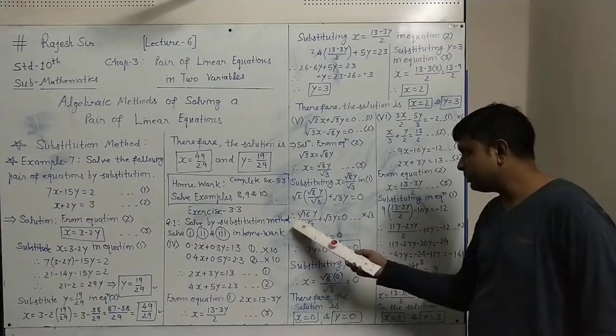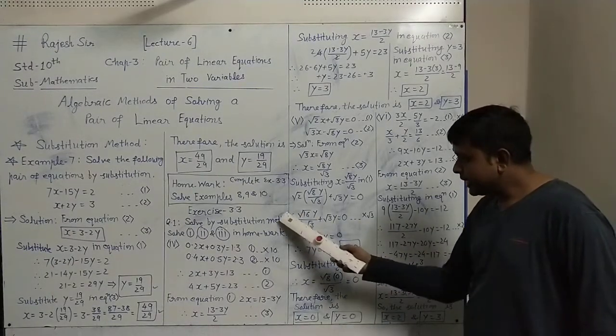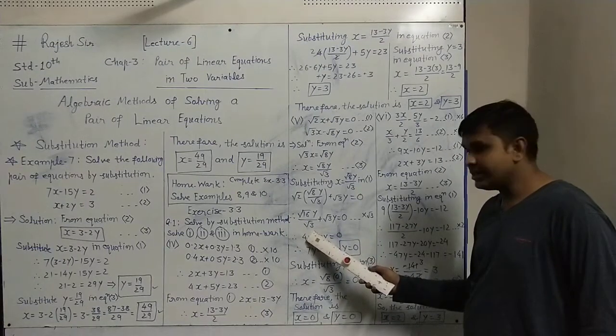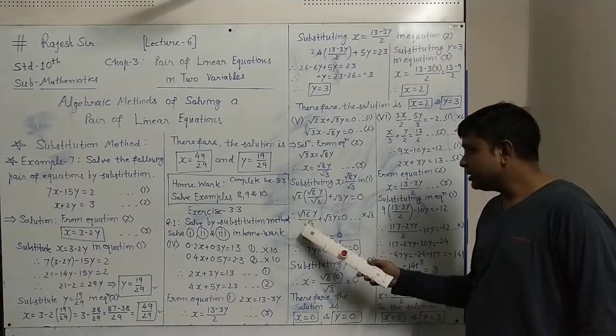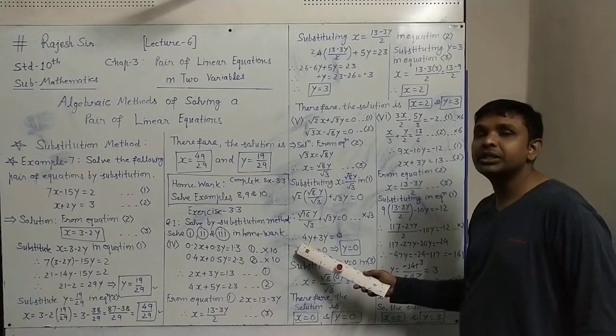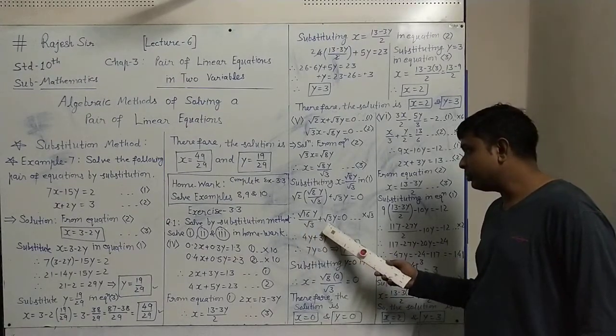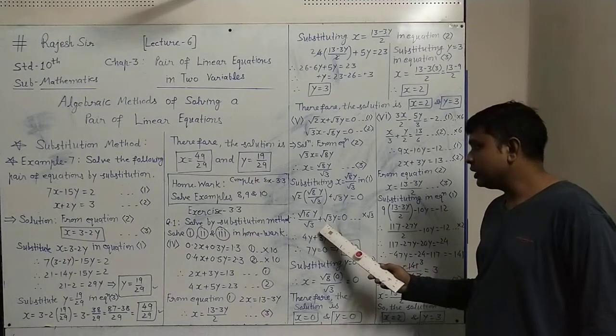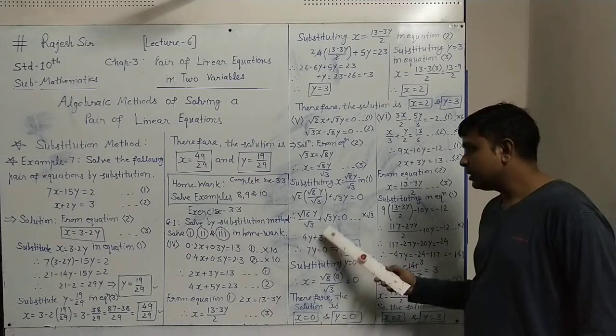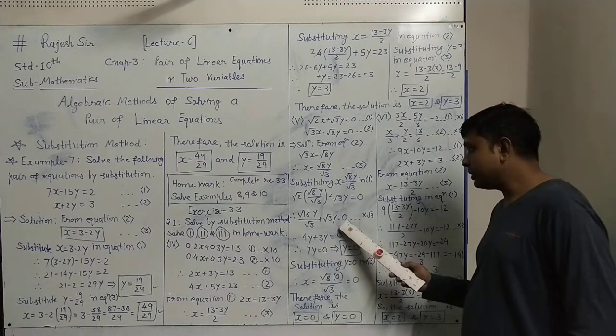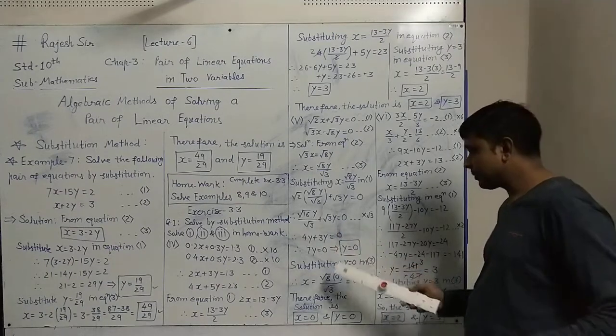Root 3 here, you multiply by root 3, cancel. This root 3 will be cancelled. And root 16 means 4. Root of 16 means 4. And into y as it is, plus here when you multiply root 3 into root 3 it will be 3. And y equal to, when you multiply in 0 it will be 0 only.